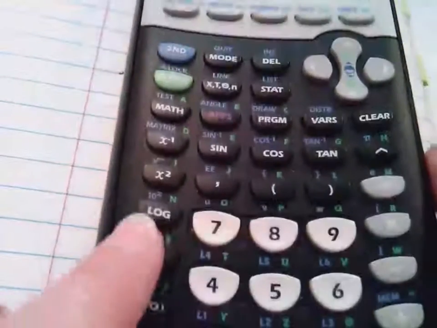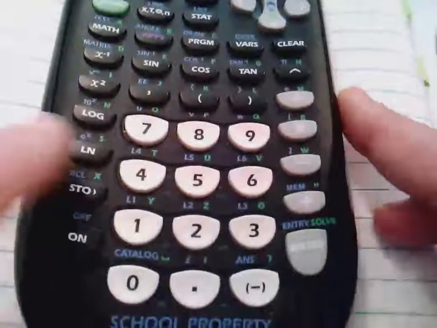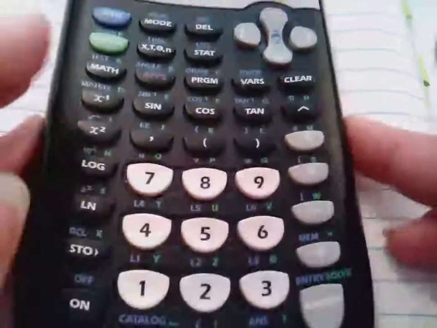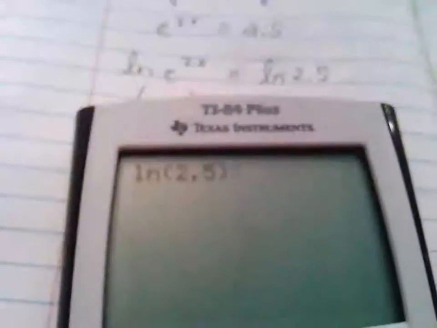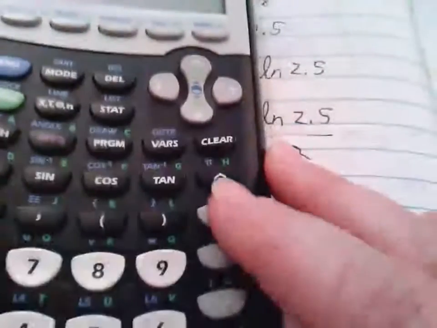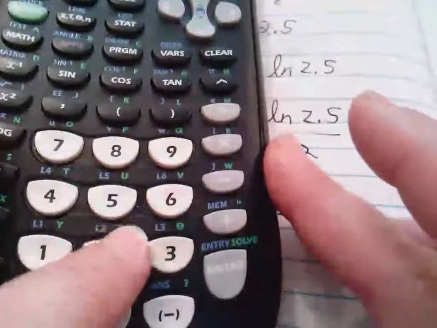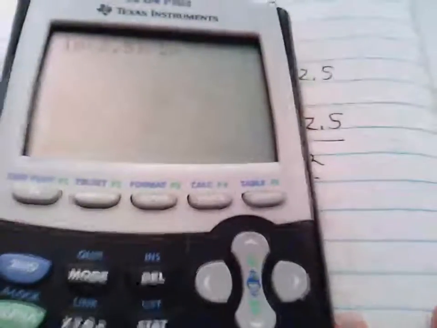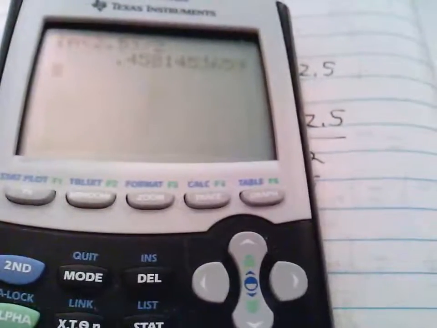So I've got the natural log of 2.5. Okay, so I have it there. And then I want to divide that by 2. So divided by 2. Okay, that's what it looks like. I'm going to press equals, and it gives me my decimal.